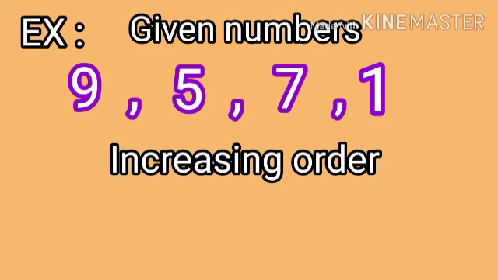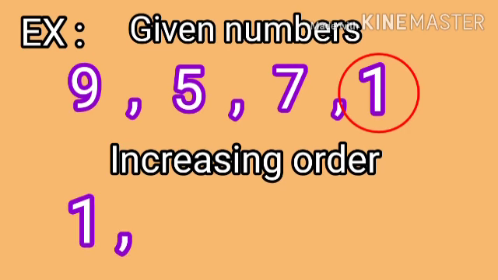That is 1. So, we should arrange 1 at first position of the increasing order. Increasing order means arrangement of numbers from small to big. Here the smallest number is 1. So we should write this number at first position of the increasing order.